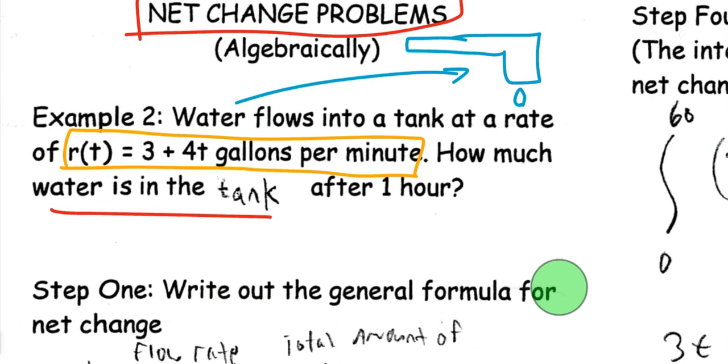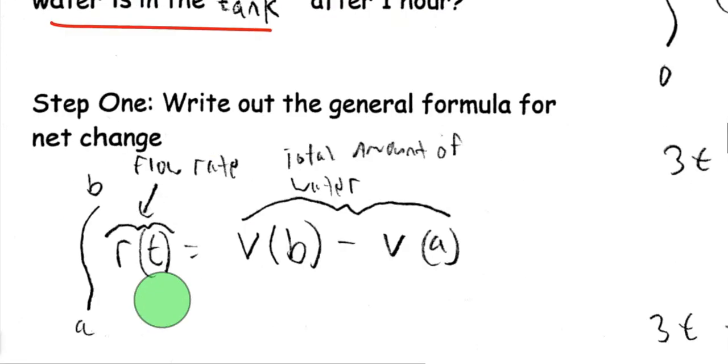Step 1 is to write out the general formula for net change. In this case, if we integrate the flow rate of water from A to B time, we get the change in volume of water. Okay. Now again, this is net change. Later on, we will talk about total.